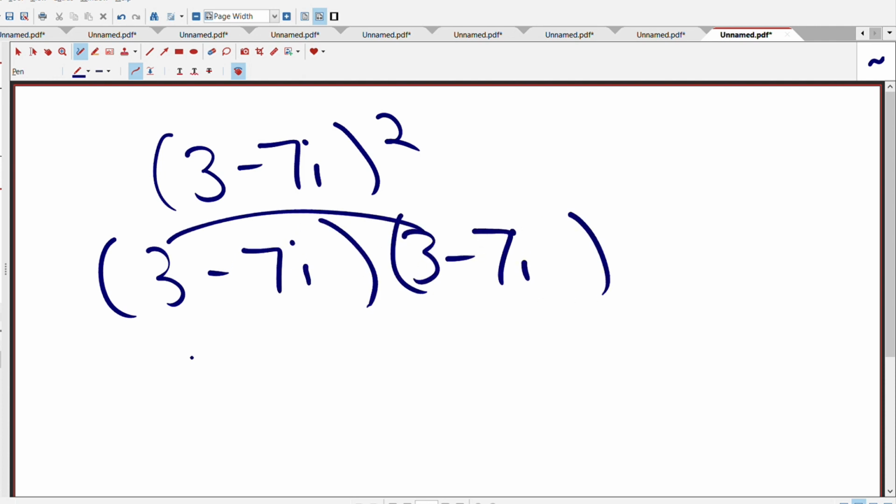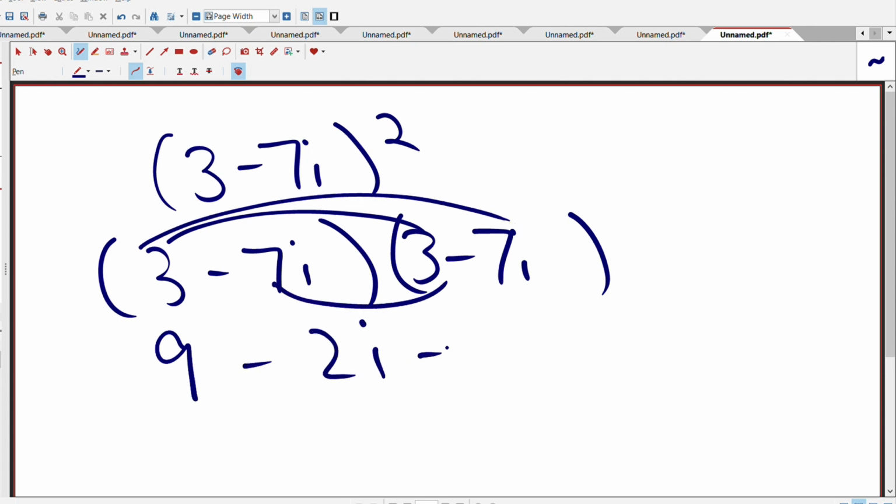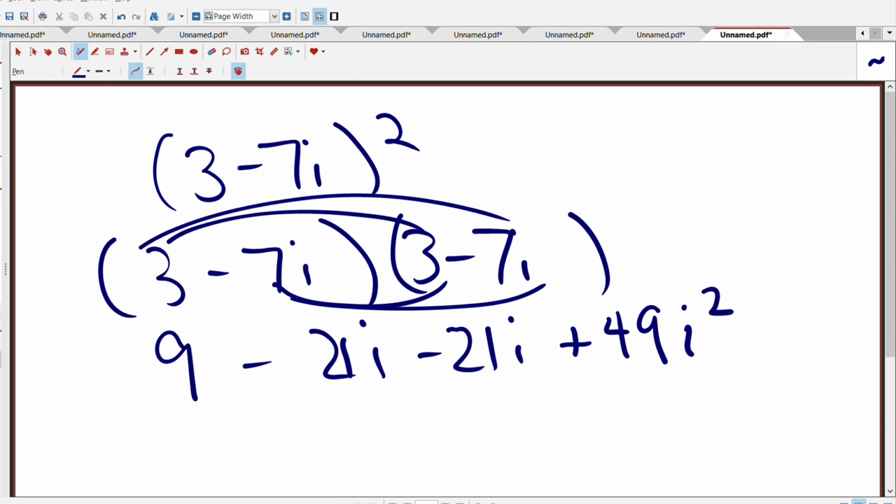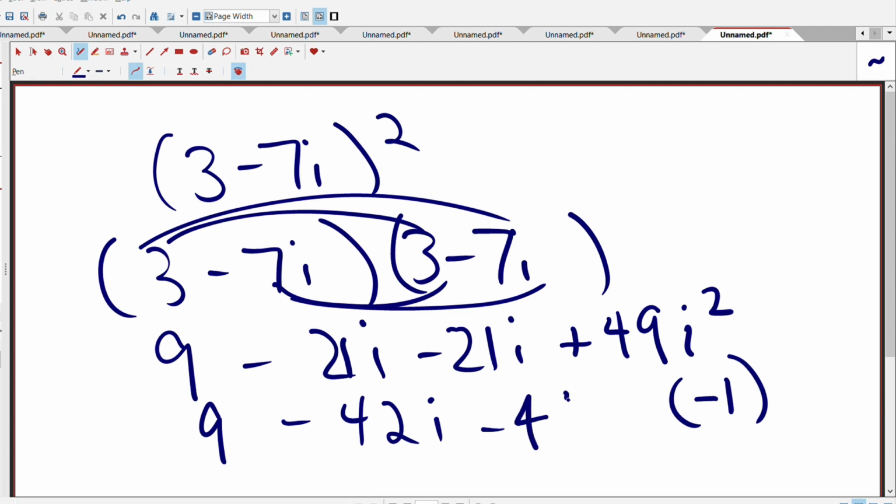And we're going to do 3 times 3 and 3 times negative 7i, 3 times negative 7i. And then negative 7 times negative 7 is 49. But then i times i is i squared. Now the problem here, these are like terms, so you add them up, keep the i. But we have an i squared, and you have to know i squared is negative 1. So it changes this sign. It's positive 49 times negative 1, so it's negative 49.